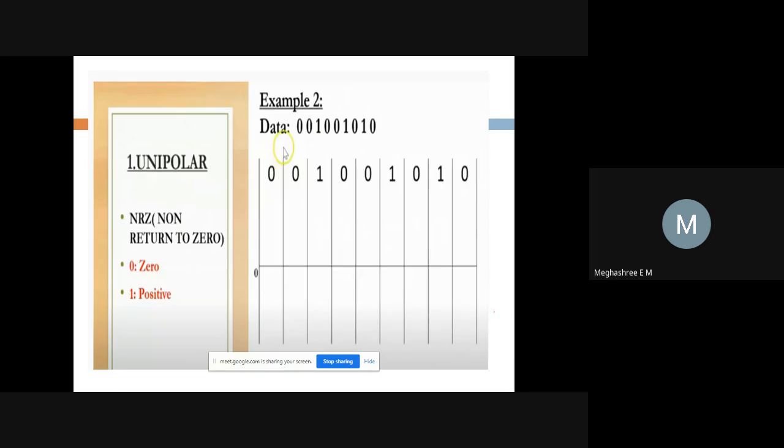Let's consider another example. So the given data is what?